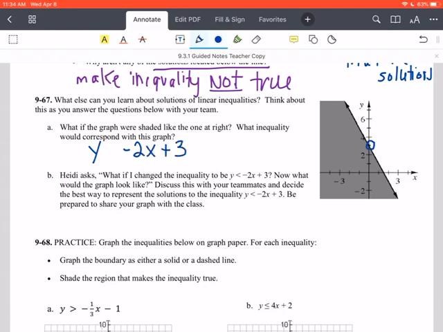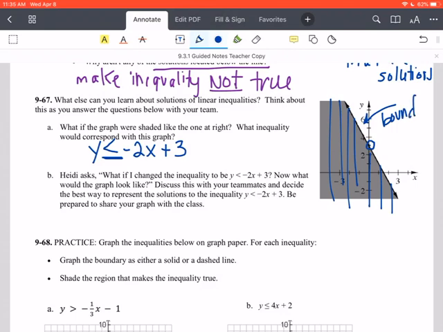But if you notice, they shaded straight down from the line. So are we going to use a greater than symbol? No. All of these points are going to satisfy the inequality that says y is less than or equal to, because you notice that still the boundary line is shaded. And we're going to talk about that in a second.